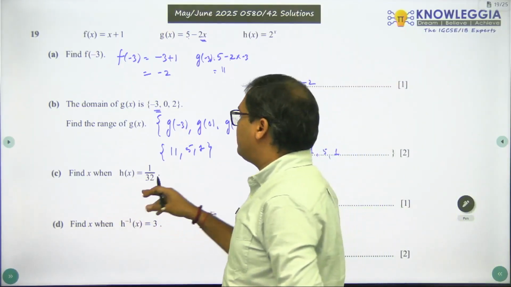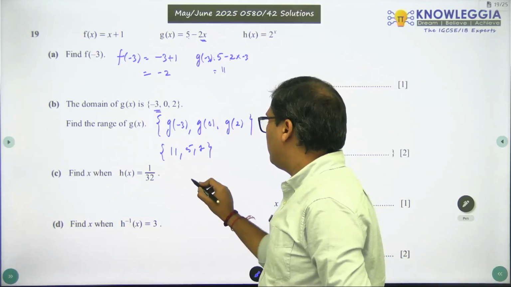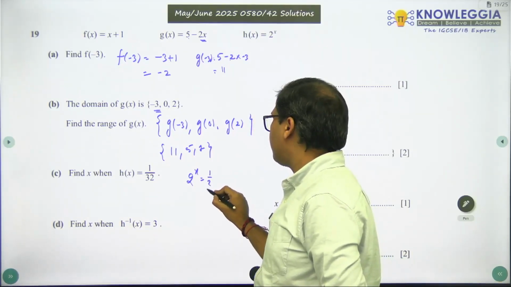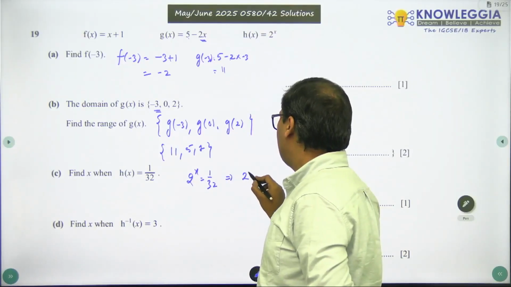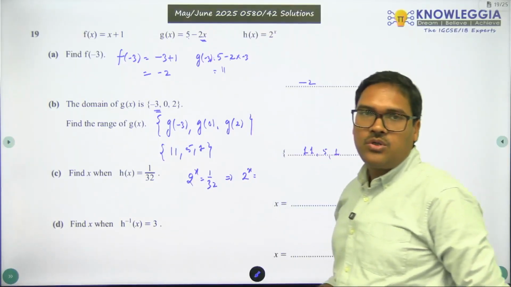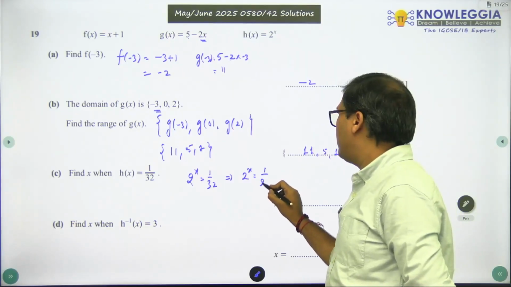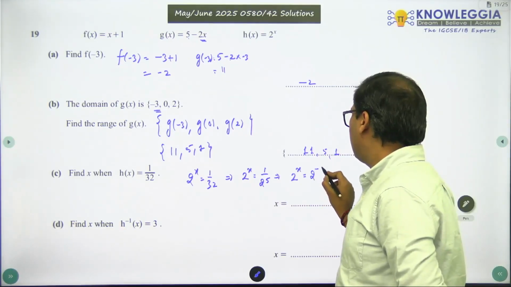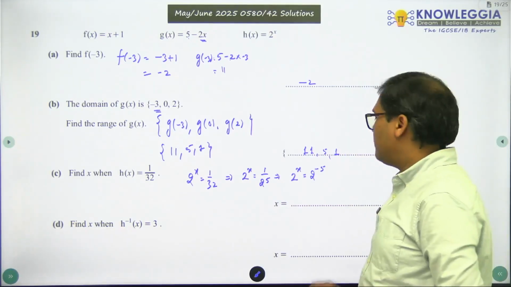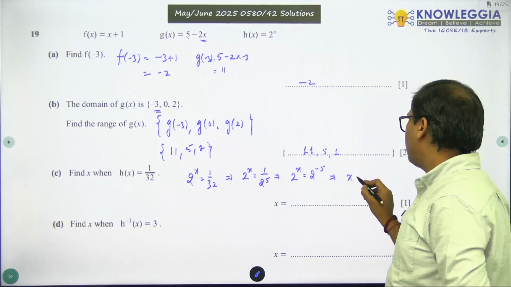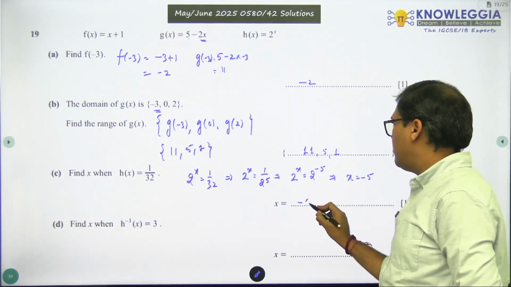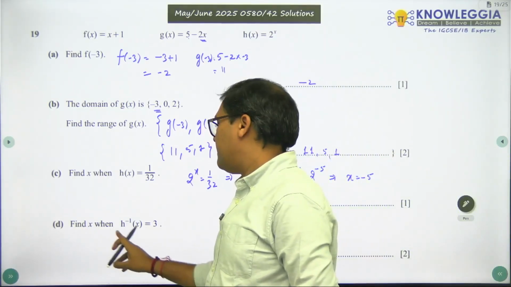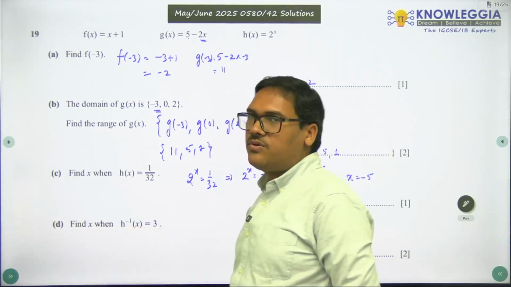Now find x when h(x) is equal to 1 by 32. So what is h(x)? h(x) is 2 raised to x. This is 1 by 32. And we can easily write 2 raised to x is equal to, what is 32? 2 raised to 5. So this is 1 by 2 raised to 5, which is 2 raised to minus 5, reciprocal, correct? So what is x? If I compare, x will be equal to -5. So the answer is -5.